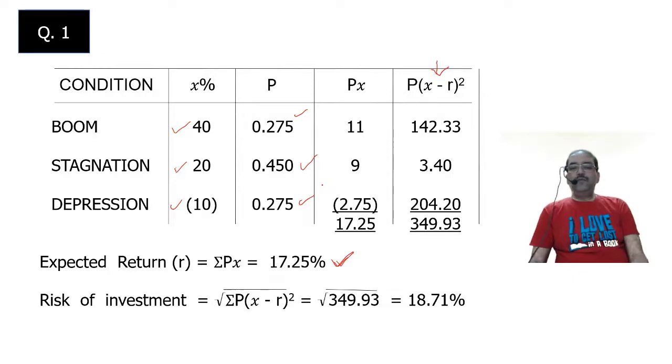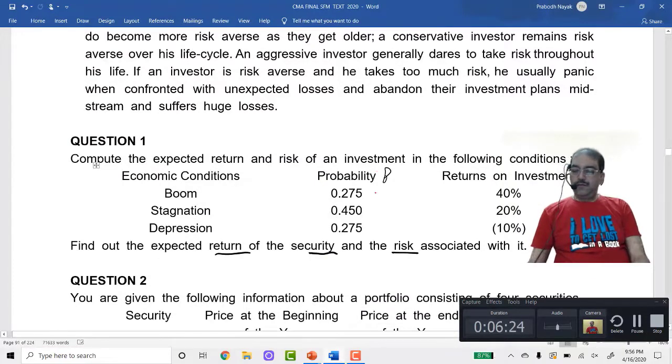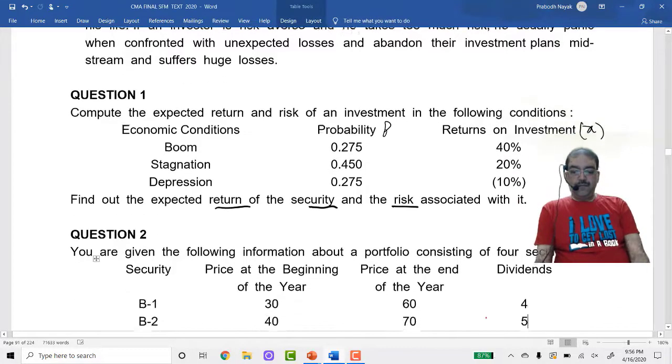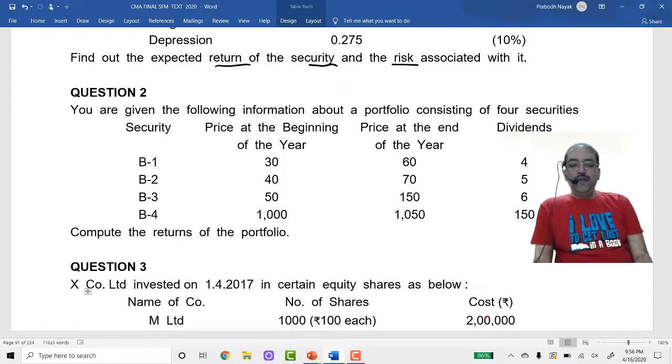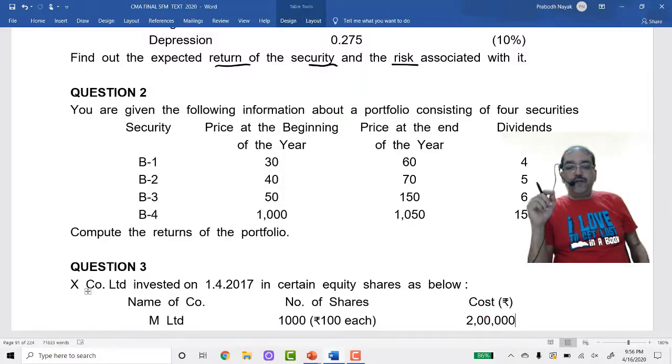Let us come to question number 2. Now, let us see how question number 2 is different from question number 1. They are given the following information about a portfolio consisting of 4 securities: Security B1, B2, B3 and B4. Price at the beginning of the year is given. Price at the end of the year is given. And dividends are given. We are asked to compute the returns of the portfolio, the returns of portfolio RP.